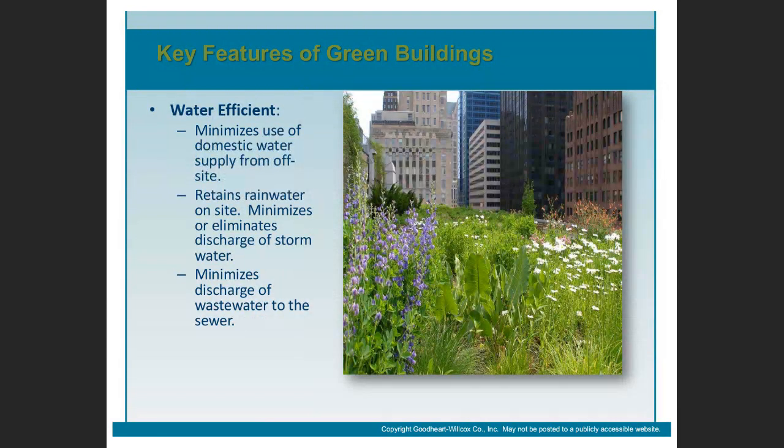We want our buildings to be water efficient as well. We think about energy efficiency, but we don't always think about water efficiency. We want to minimize the use of domestic water supply from off-site, minimize how much water is being used. Ideally, we want to retain or manage the rainwater that falls on the site. Again, we'll learn about this more in ARC 110 and other classes, but the stormwater that leaves our roof and our hardscape ends up being a source of pollution that someone else has to deal with.